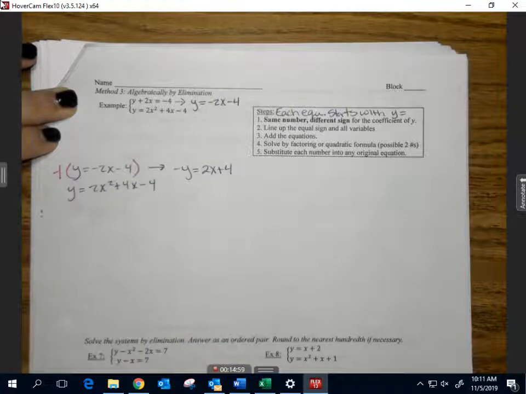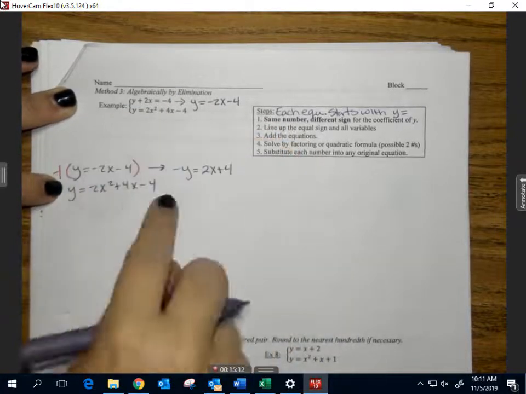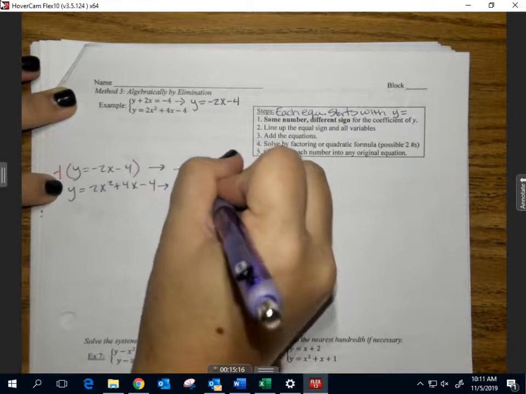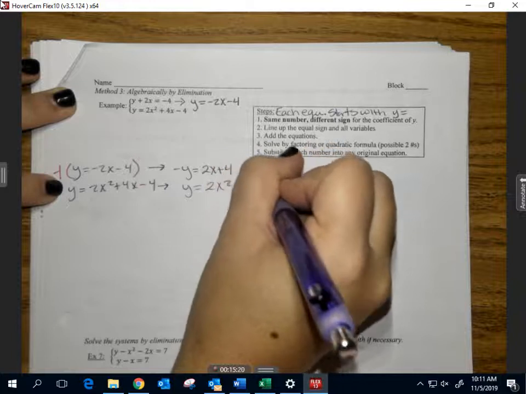Well, I thought the variables couldn't be negative. But remember, we're trying to eliminate the variable, so we have to have one of them be negative. And then my other equation stays the same. I don't do anything to it. So it's just y equals 2x squared plus 4x minus 4.